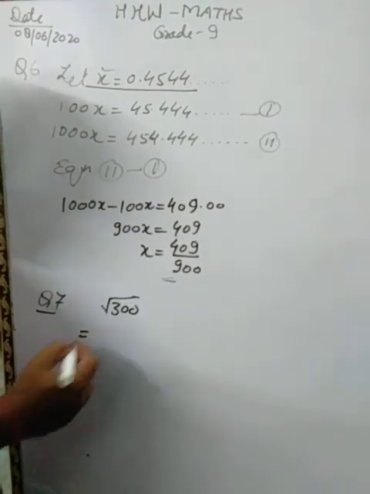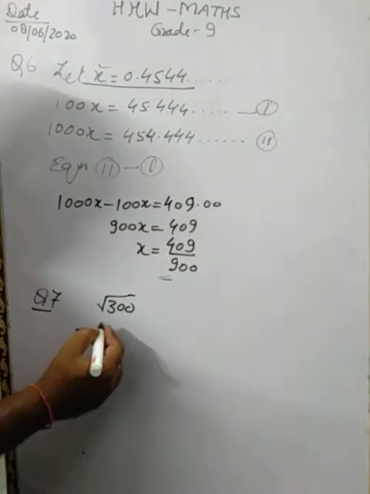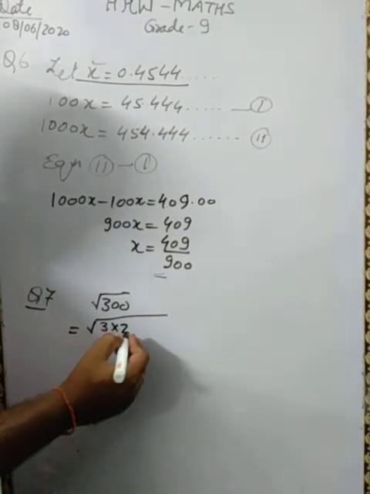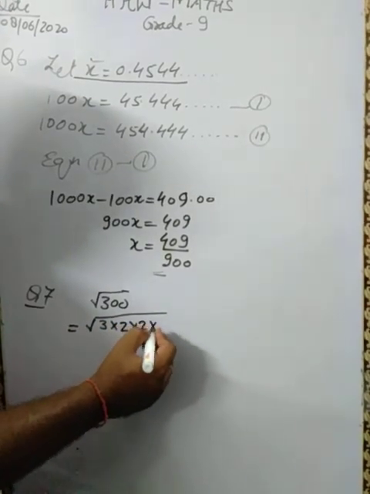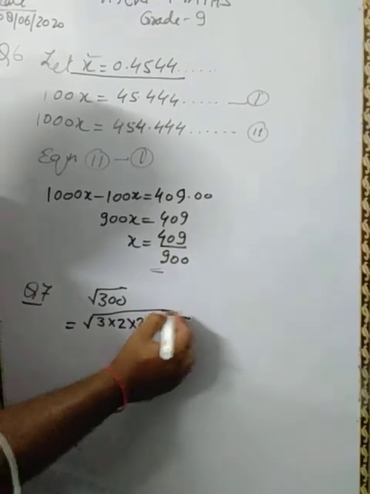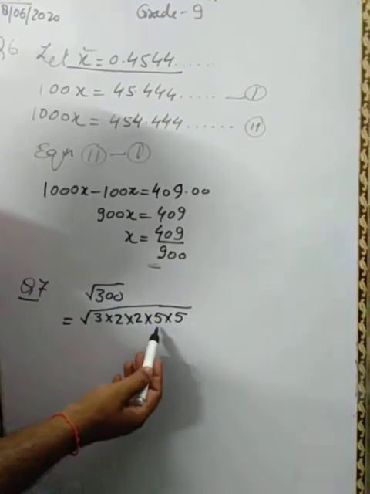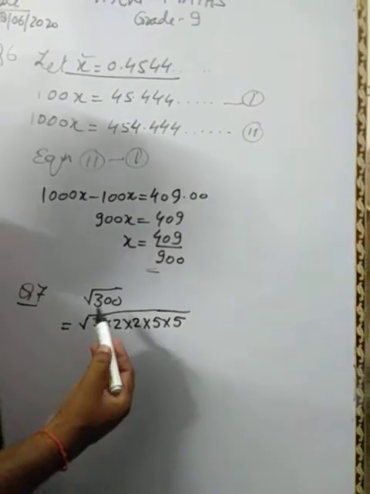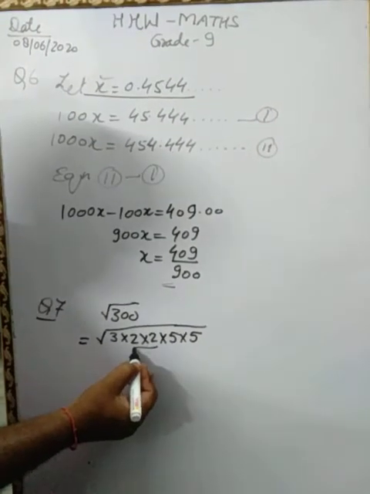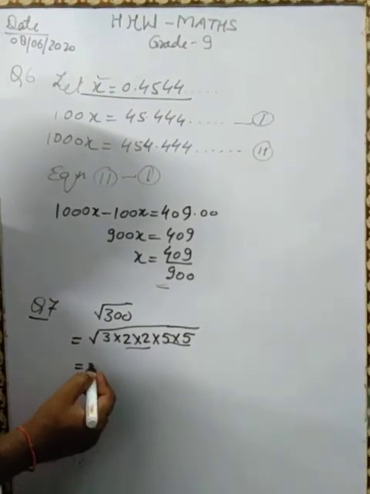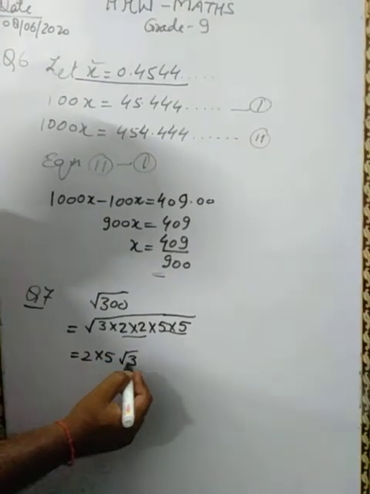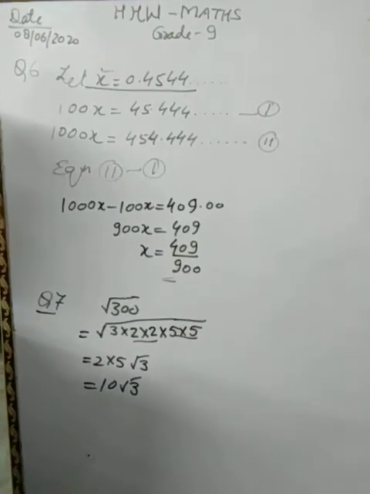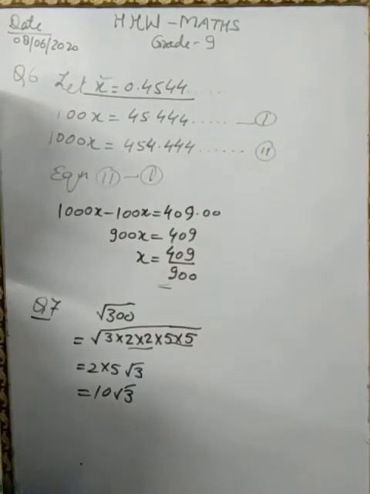So find out the prime factors of 300. That will be 3 into 2 into 2 into 5 into 5. You can multiply: 5 5 is 25, 25 2 is 50, 50 2 is 100, 100 3 is 300. There is one pair of 2, next pair of 5. So we can write 2 into 5 root 3. This is 10 root 3. So finally root 300 is in the form of 10 root 3.